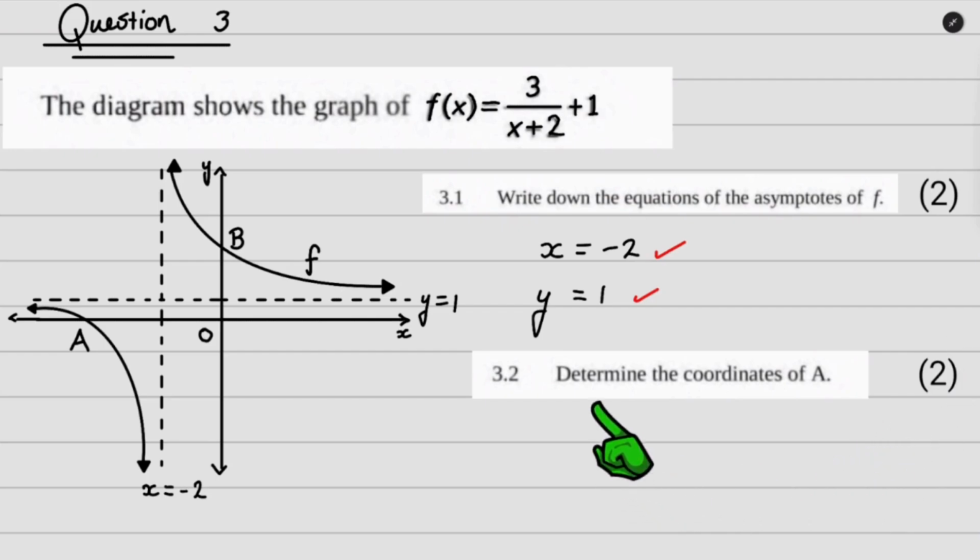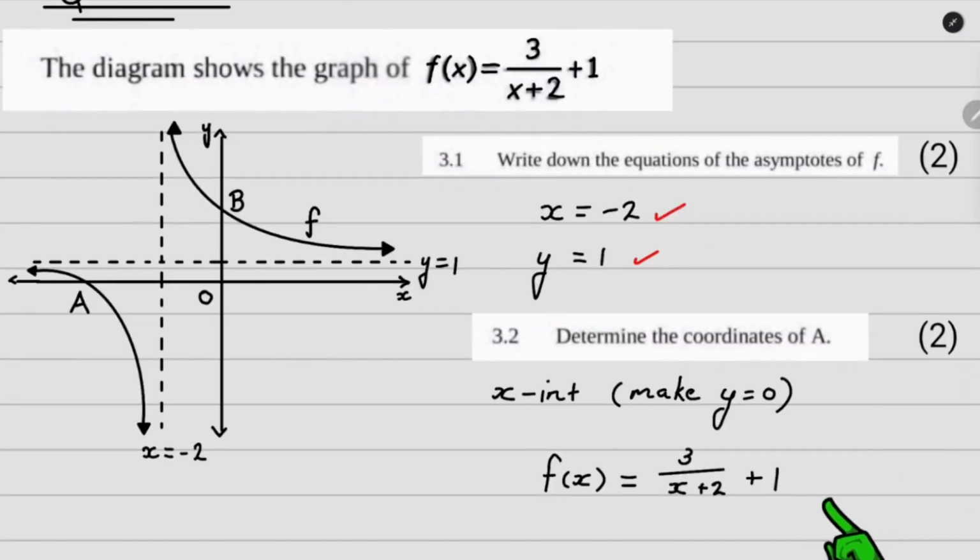Moving on to the next question, it wants us to determine the coordinates of A. If we have a look on our graph, A is over here. It's a very special point. It's where the graph cuts the x-axis, formerly known as your x-intercept. And to get the x-intercept, you make y equal 0.